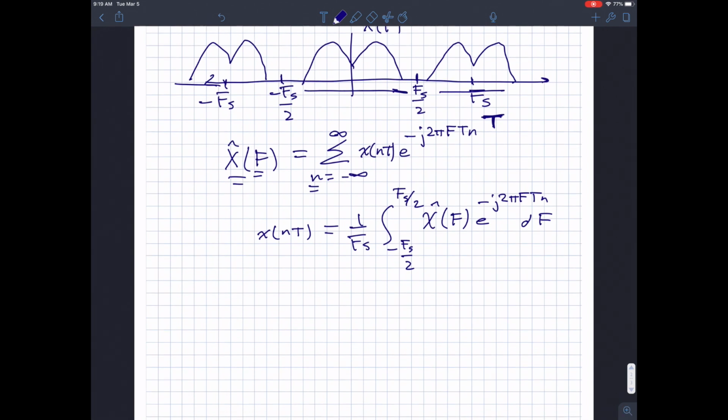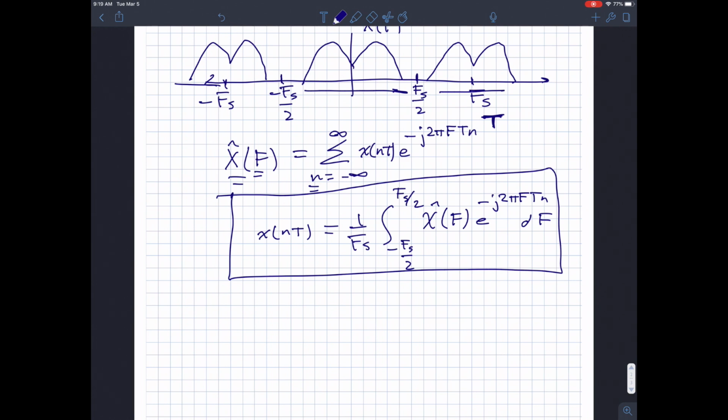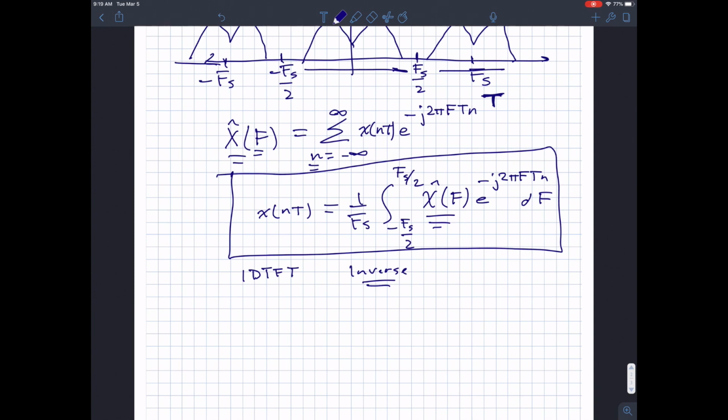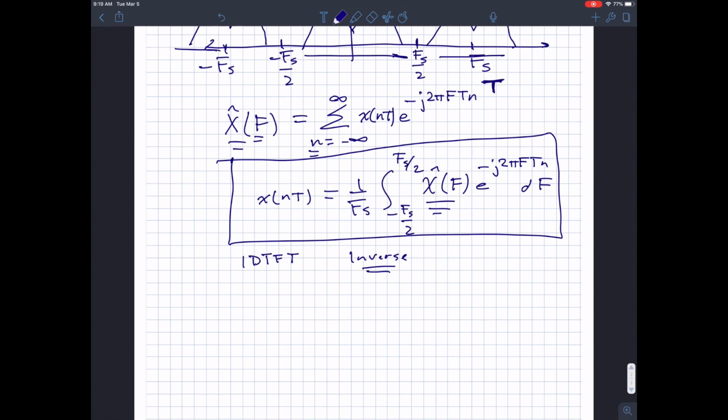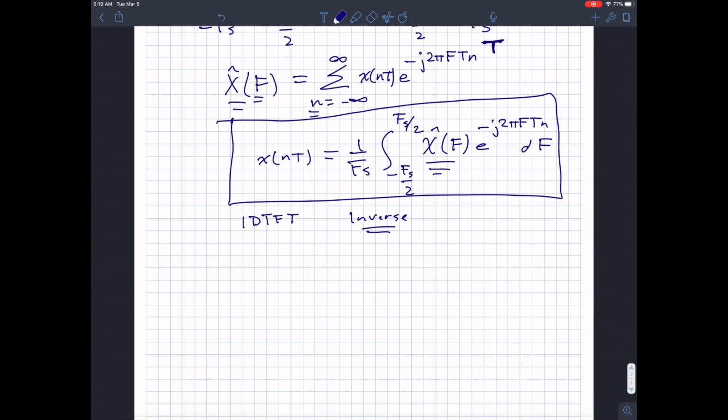I think that's pretty cool because if you think about it, this gives you a way of going backwards. If you had a certain x hat of f, you could take this backwards. This would be the inverse DTFT. I stands for inverse. And you would be able to recover the original time samples if you had the spectrum. This is going to be useful for us because we're going to use that to design filters a little bit later on in the course, especially when we do FIR filter design.